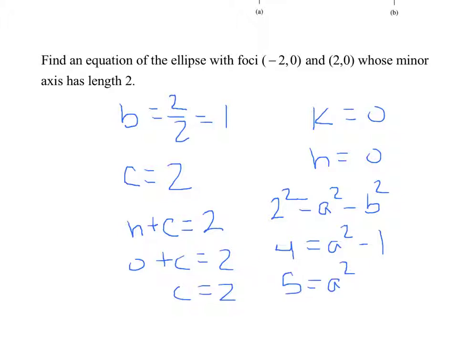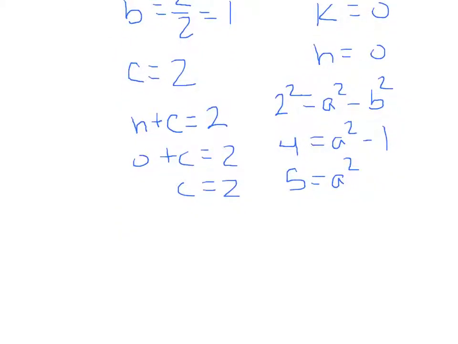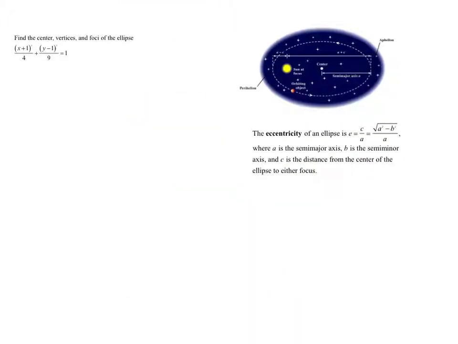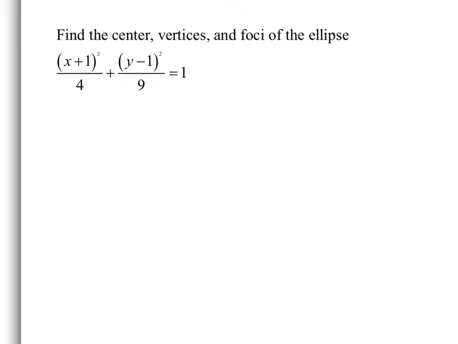So our equation then is x squared over 5 plus y squared over 1 equals 1. Alright, one more problem. It says find the center, vertices, and foci of the ellipse. Okay, so the center is h comma k, so the center is negative 1 comma 1.